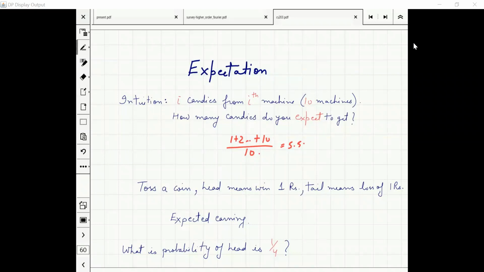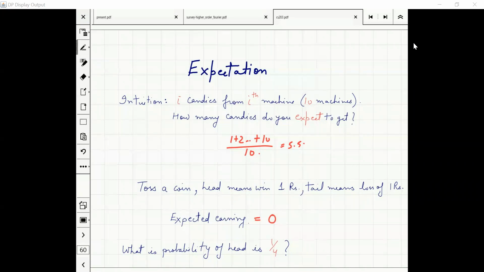So what about if you toss a coin? Head means I will give you 1 rupee. Tail means you will give me 1. So you will lose 1 rupee. What is your expected earning? 0. Right. This is again clear. This is the average of 1 and minus 1. Right. Tail means you gain minus 1.